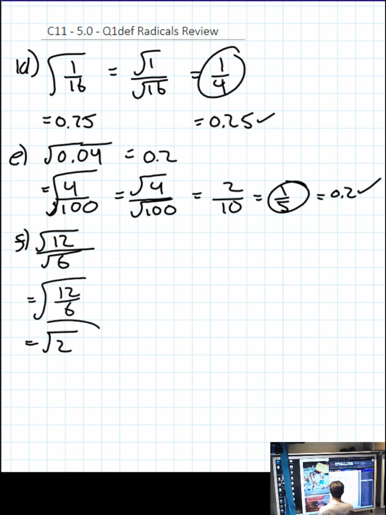and circle our answer. Now, if I type the question into the calculator, near the question, we can say equals 1.41. And near the answer, we can say equals 1.41, typing root 2 into the calculator and root 12 over root 6 into the calculator. They're both 1.41, so we know they're correct.